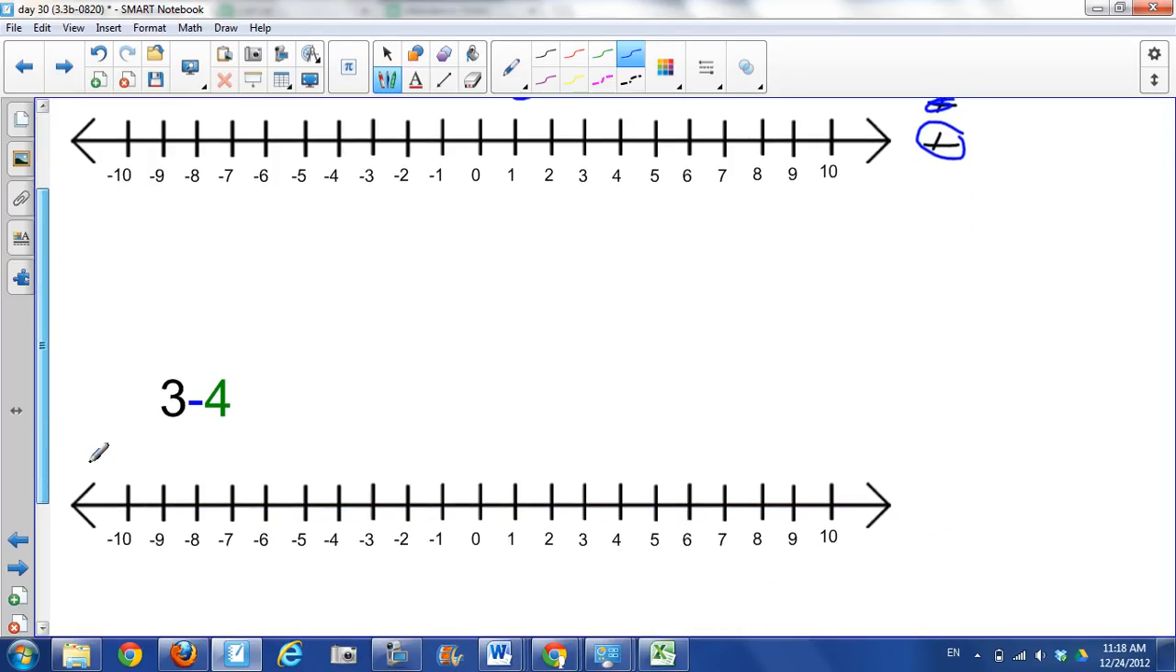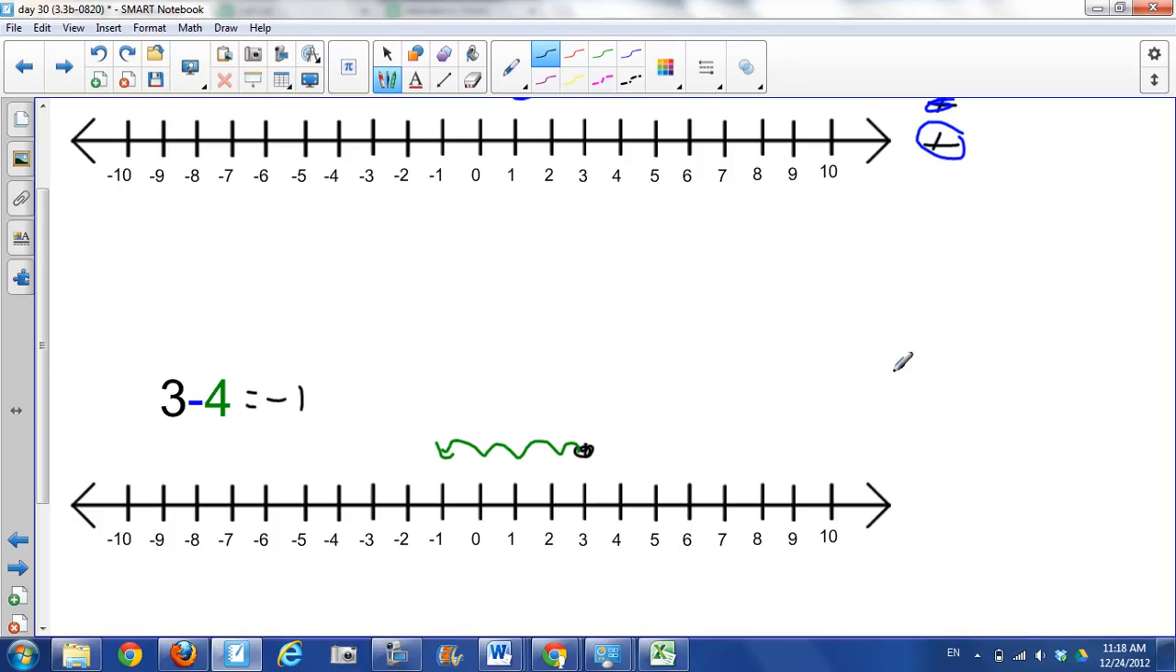Okay, 3 minus 4, a little bit trickier, but not much. 3 minus 4, you start with 3. The first number is where you start. You start with 3. And take away 4, so we're backing up now. 1, 2, 3, 4. And we end up at negative 1.